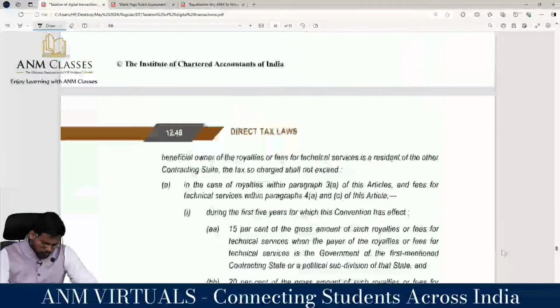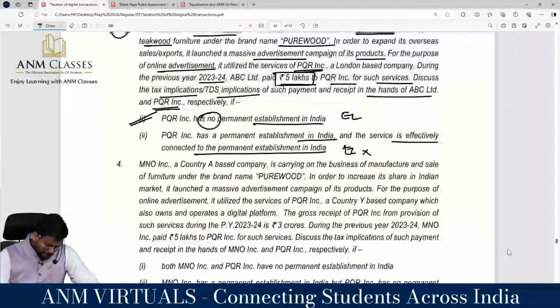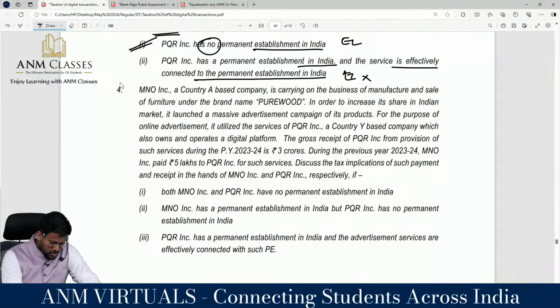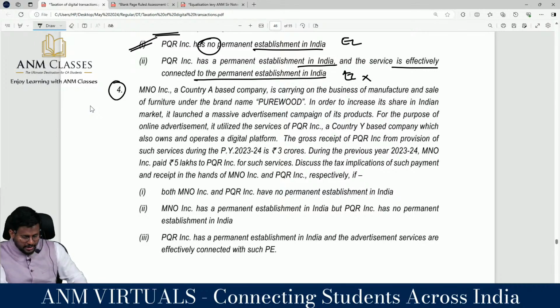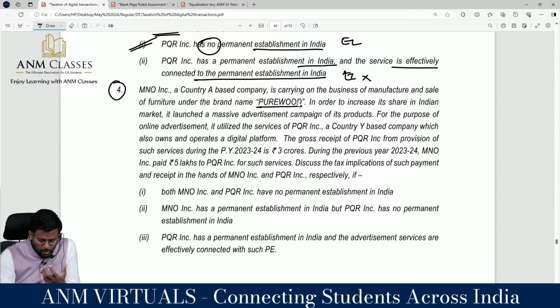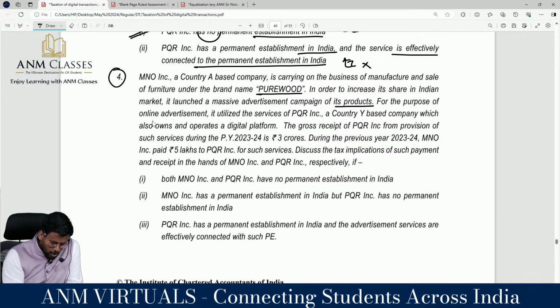I am reading the next question for your benefit. This is a 6-mark question asked in examination. Question number 4. MNO Incorporation, a country A-based company, is carrying on the business of manufacture and sale of furniture under the brand name Pure Wood. In order to increase its share in the Indian market, it launched a massive advertisement campaign of its product. For the purpose of online advertisement, it utilized the service of PQR Incorporation, a country Y-based company, which also owns and operates a platform.